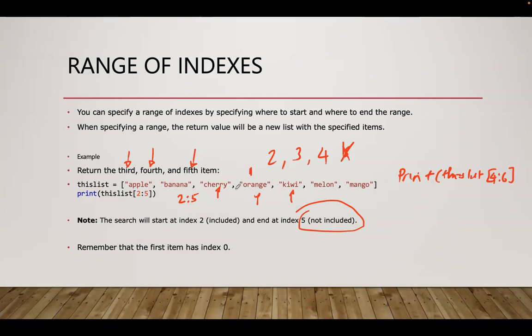I want you to be very specific. You're saying print from 4 and end on 6. And this is 0, 1, 2, 3, 4. So it's going to print kiwi, which is 4, and melon, which is 5. This is the only 2 it's going to print.